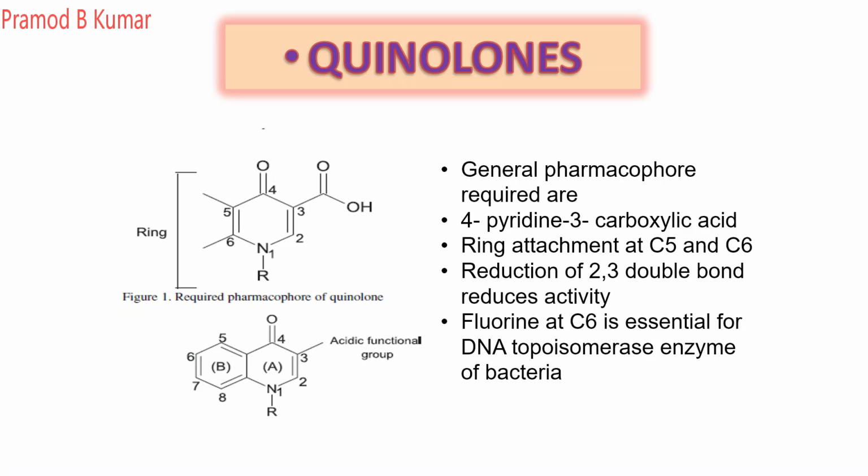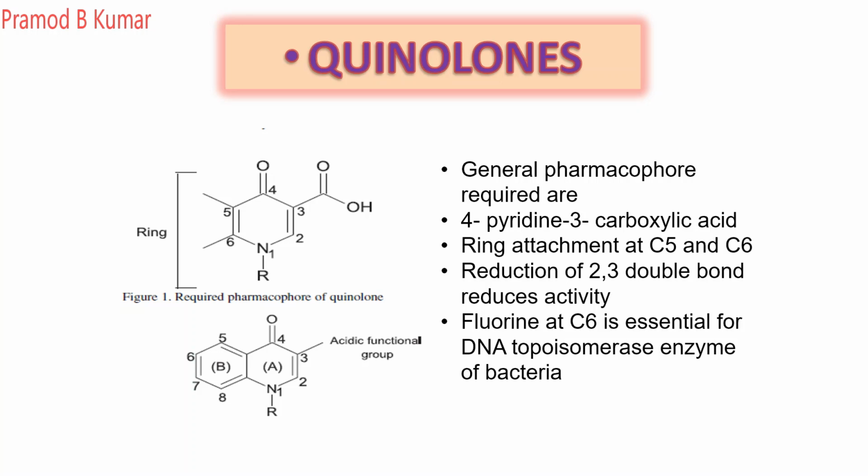So what does it contain? Basically it contains a pyridine ring with a carboxylic acid at the third position and a carbonyl group at the fourth position, and at the fifth and the sixth position it is fused, annulated, to a benzene, to an aromatic ring. Presence of fluorine at the C6 position is necessary for binding with the DNA topoisomerase enzymes of your bacteria. This is the overall pharmacophore.